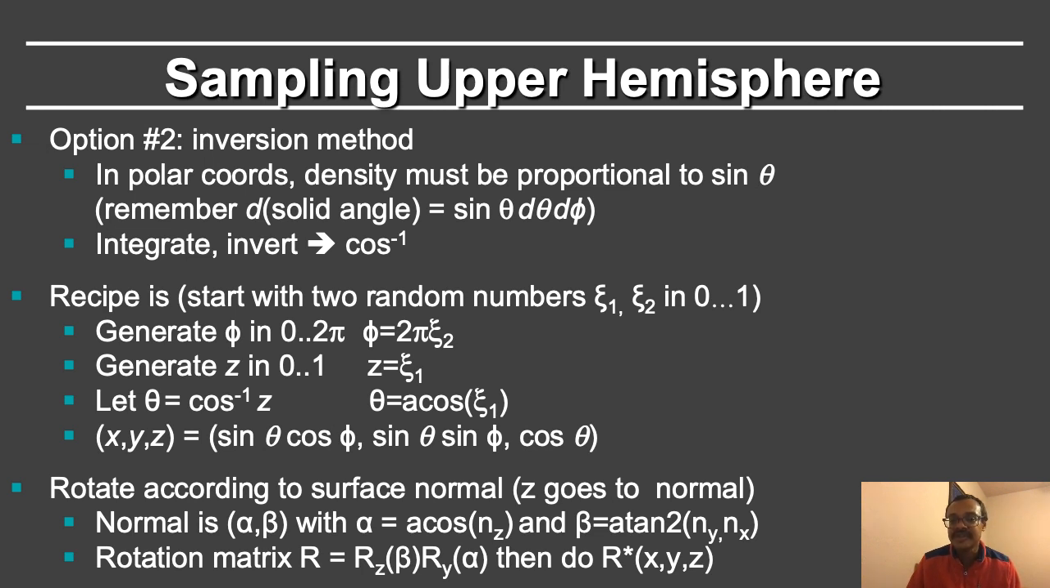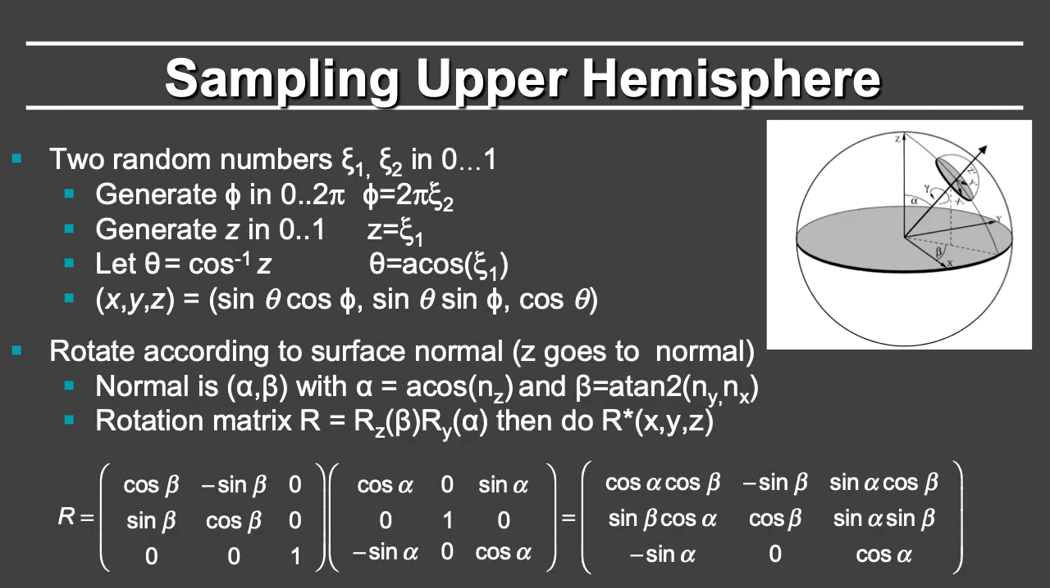Then you need a rotation matrix corresponding to alpha and beta, and you need to rotate x, y, and z. In fact, the rotation matrix can be calculated quite simply, and I have listed it on this slide. You can also look at the figure for a diagram of what you're doing. So actually what you're doing is first rotating by ry corresponding to alpha, and then rotating around the sphere by rz corresponding to beta.